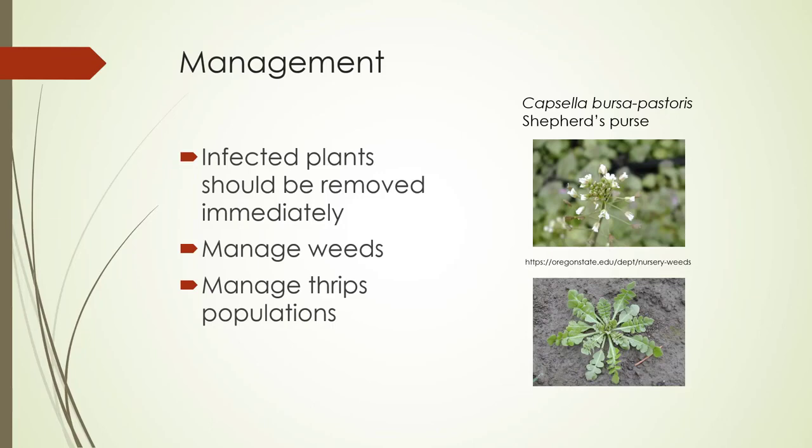So of course, infected plants should be removed immediately. You want to manage weeds and you want to manage thrips populations. This is shepherd's purse, and this is one of the many weeds that will harbor both thrips and the virus. So it's really important to keep the area around your greenhouse, nursery, or farm or garden clear of weeds.